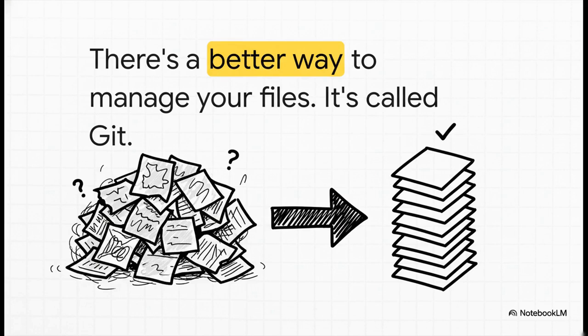It's called Git. Now, Git is what's known as a version control system, which is just a really fancy way of saying it's a program that keeps a perfect record of every single change you make to your files so you can go back in time to any version you want.